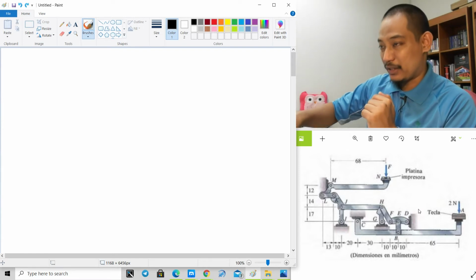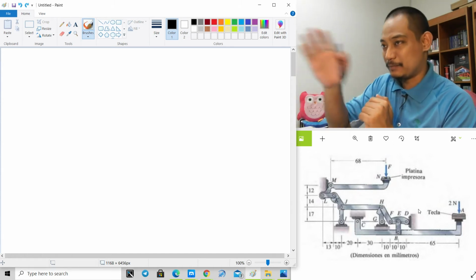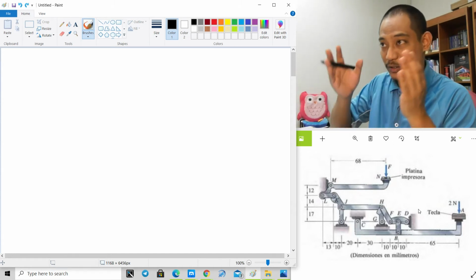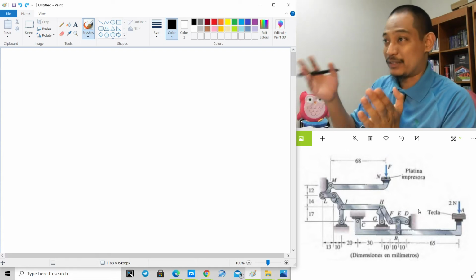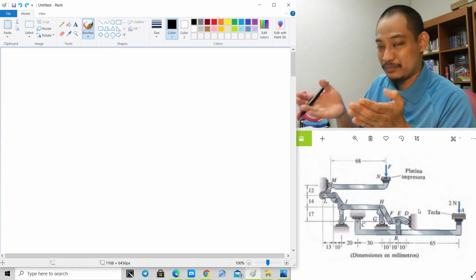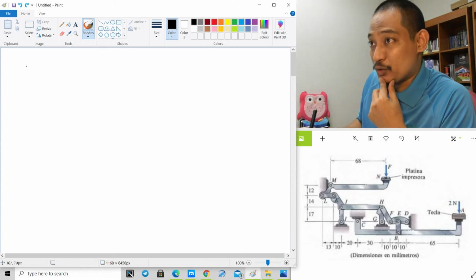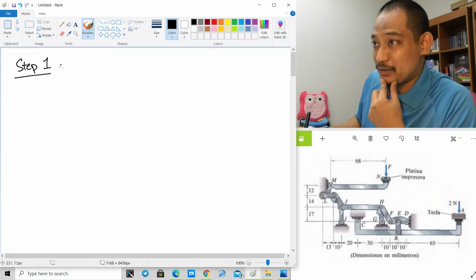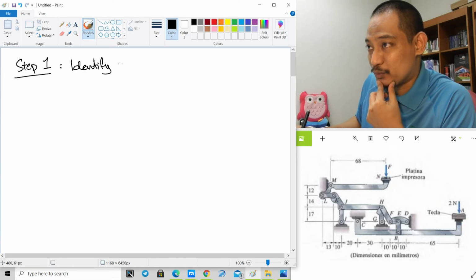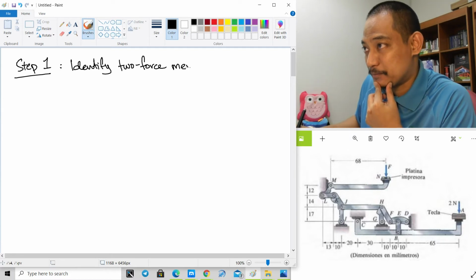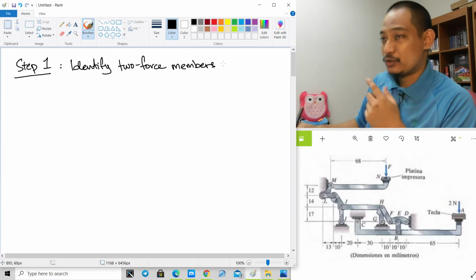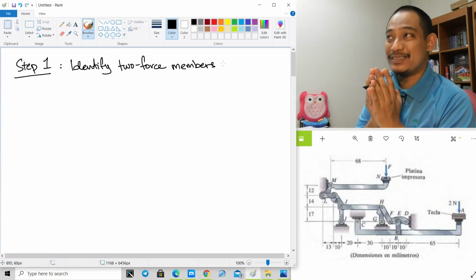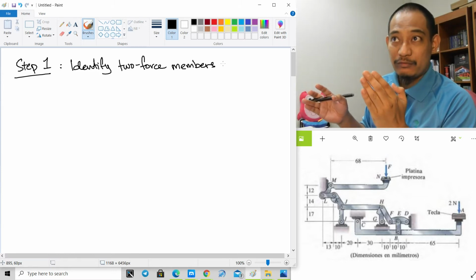So the first step, I'll note the step by step on this Microsoft Paint here. Hopefully I can save it as a picture and attach it later. So step number 1 is to identify two-force members, because that will change the free body diagram entirely.